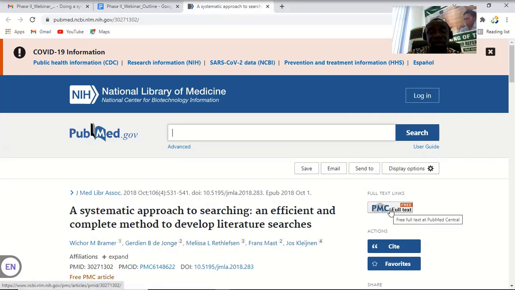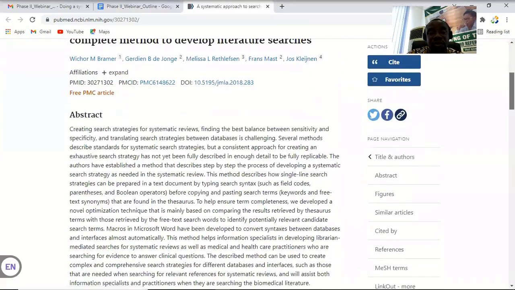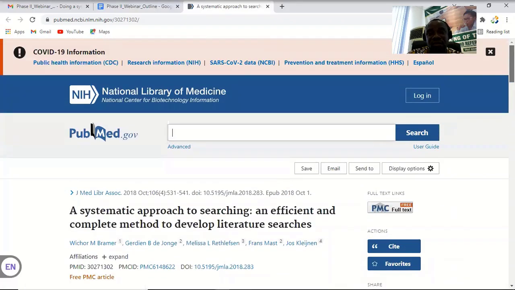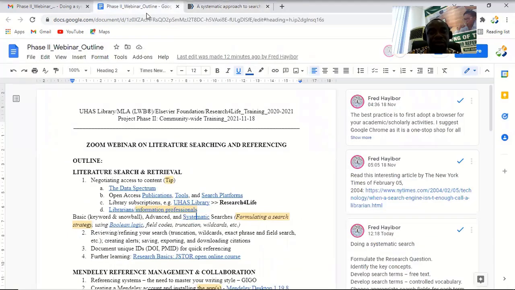In our previous lesson on basic and advanced search, we have actually used PubMed in detail. So by now, I'm sure it's easy for you to navigate the interface. Under full text links, you just click on the PMC tab here for a free full text to this article. It's very interesting. It gives you a comprehensive documentation on how to go about a systematic search. All right. So you will follow that link from the outline, which I'll be sharing with you, and you'll read the full content on how to do a systematic search.